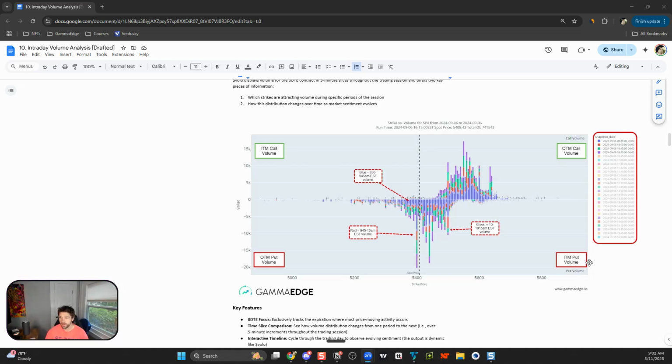So again, this chart is dynamic. For the 0DT contract, you have all 5-minute slices, so you can understand not only how that volume is shifting on a 5-minute basis throughout the session, but also if it's growing or shrinking. Each of these colors represents a 5-minute time period. The bottommost one is the open, and as you progress higher, that's later and later into the session.